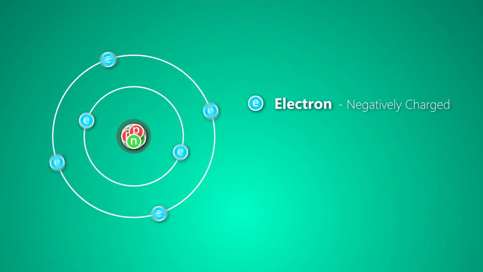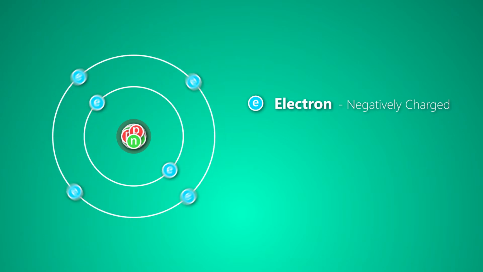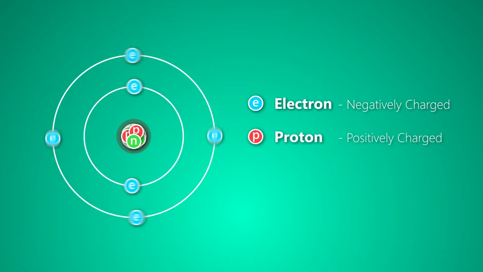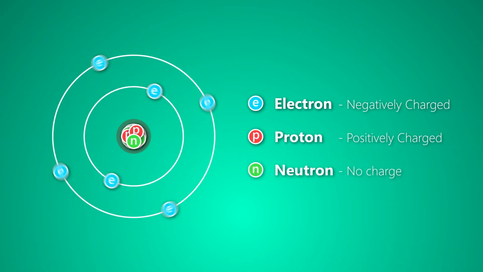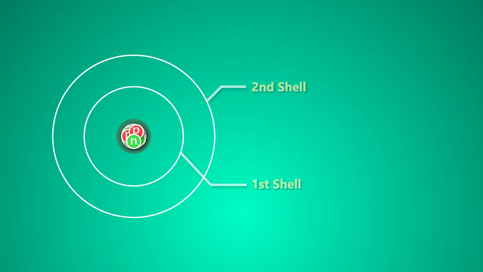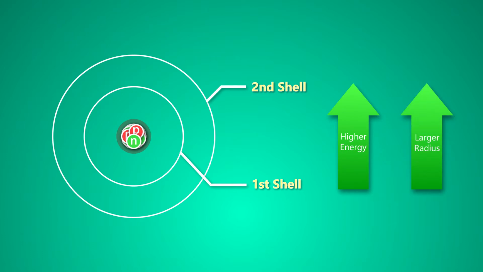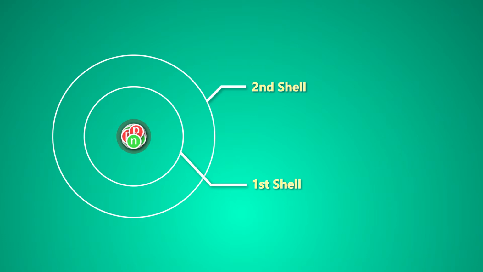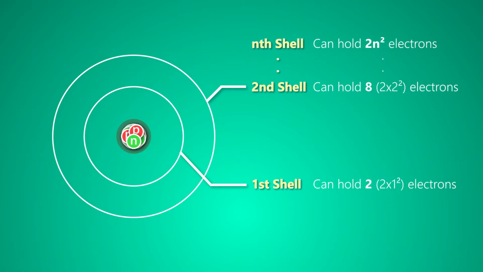These electrons have a negative electric charge, while the protons have a positive electric charge, but the neutrons have no electric charge. The orbits in which electrons move, which are also called shells, have different energy levels. The higher the energy level, the larger the radius of the orbit, and the further the electrons are from the nucleus. Each shell can only hold a fixed number of electrons, which is 2 times n squared for the nth shell.